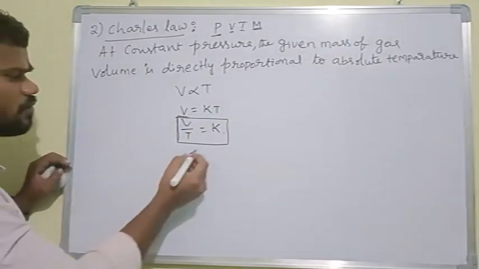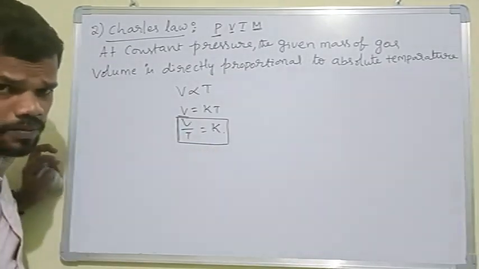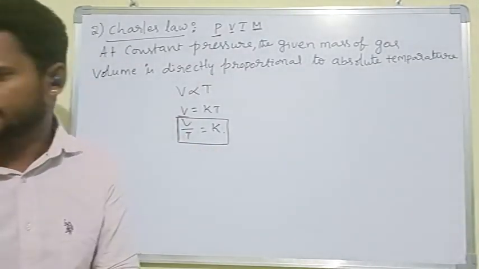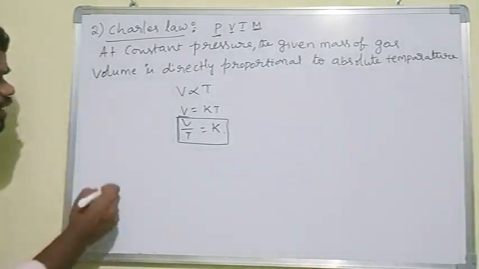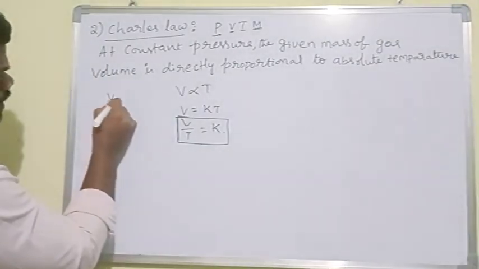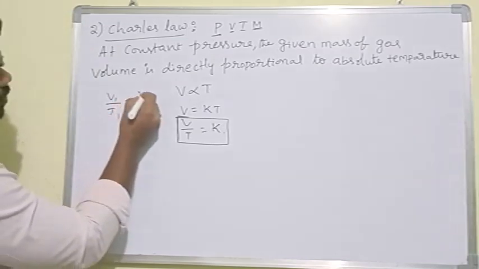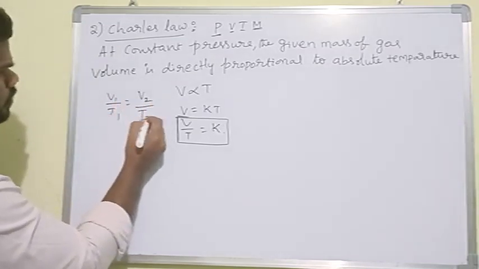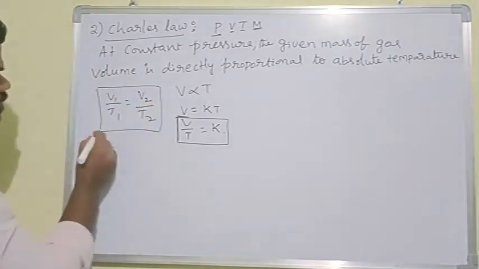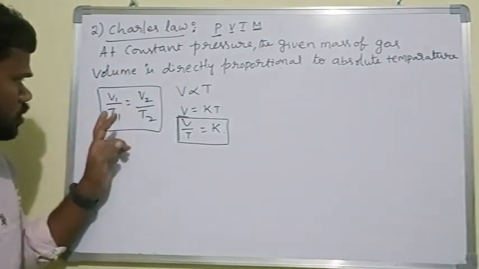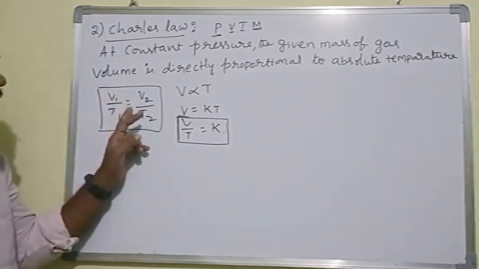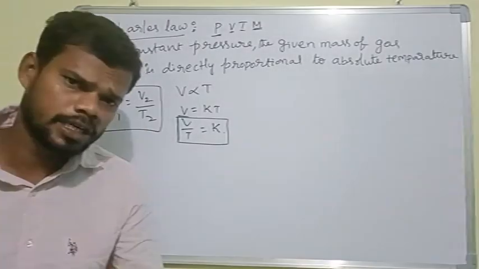In this Charles law, for one gas we use this formula. If two gases are present here, what formula do we use? V1 by T1 equals V2 by T2. When two gas samples are present, we have to use this formula: V1 by T1 equals V2 by T2.